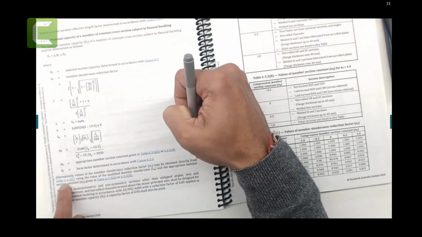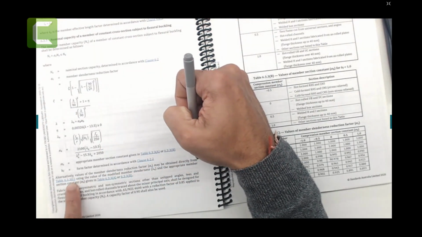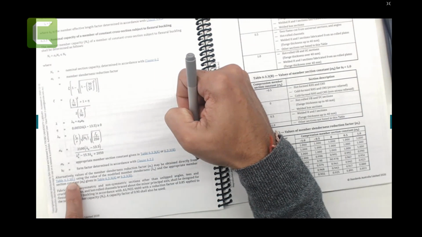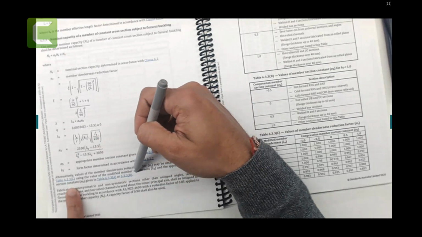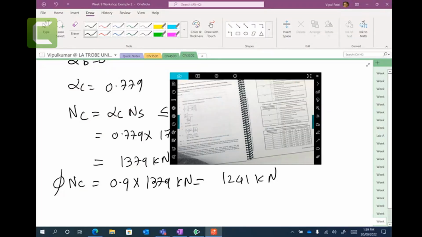Okay, here. Alternatively, the value of the member capacity reduction may be obtained directly from the tables, written in the line below. They say that using the value of modified slenderness and the appropriate member section constant, this alpha B and this one. It says alternatively. So we just use this one, but this is a long process. But they have already done it. Any questions?